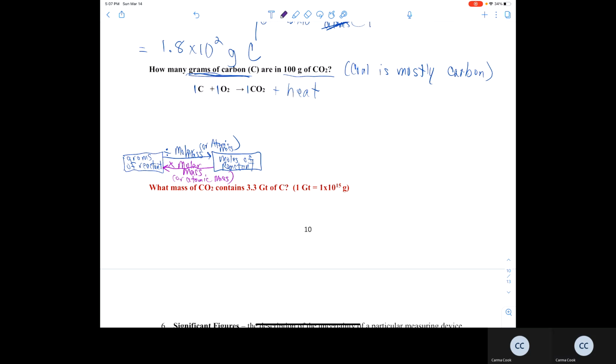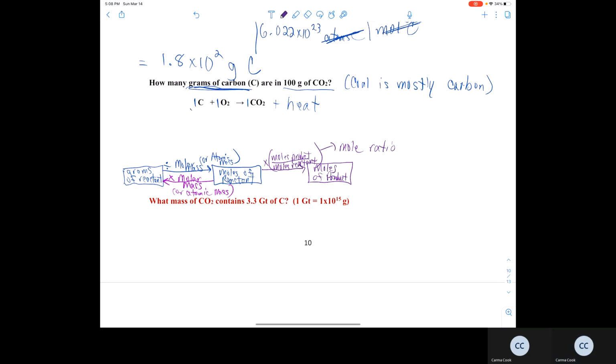And then we can convert the moles of reactant into moles of product by multiplying by the mole ratio. Moles of product divided by moles of reactant. And that's called a mole ratio from the balanced equation. And our reactant is carbon. For every 1 mole of carbon, you produce 1 mole of CO2.